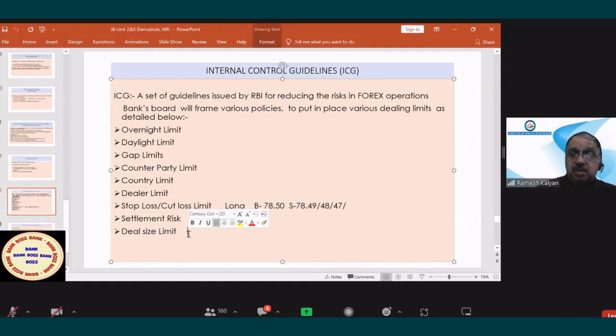Deal size limit. Deal size is the maximum a person can do. Suppose the entire thing I should not do on Monday, so that everything will fall on Wednesday if it is spot. Suppose that center is a holiday on Wednesday, my entire liquidity risk will come. I would not be able to settle the deals. So that is why we will be scattering the deals and doing them.